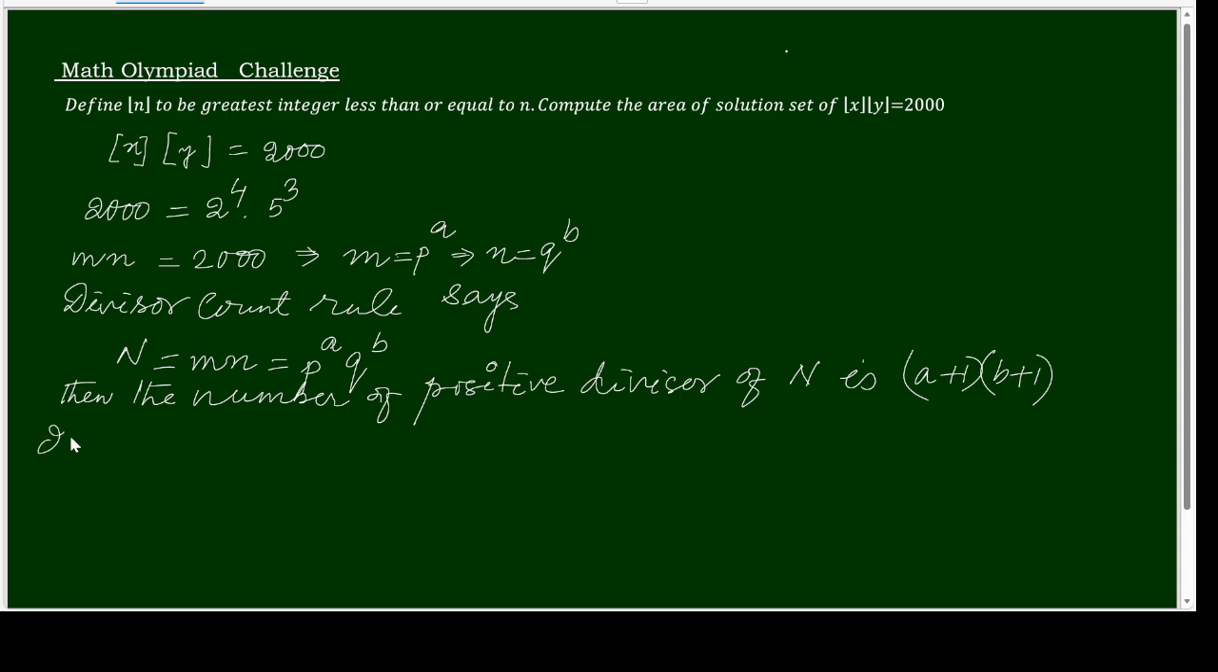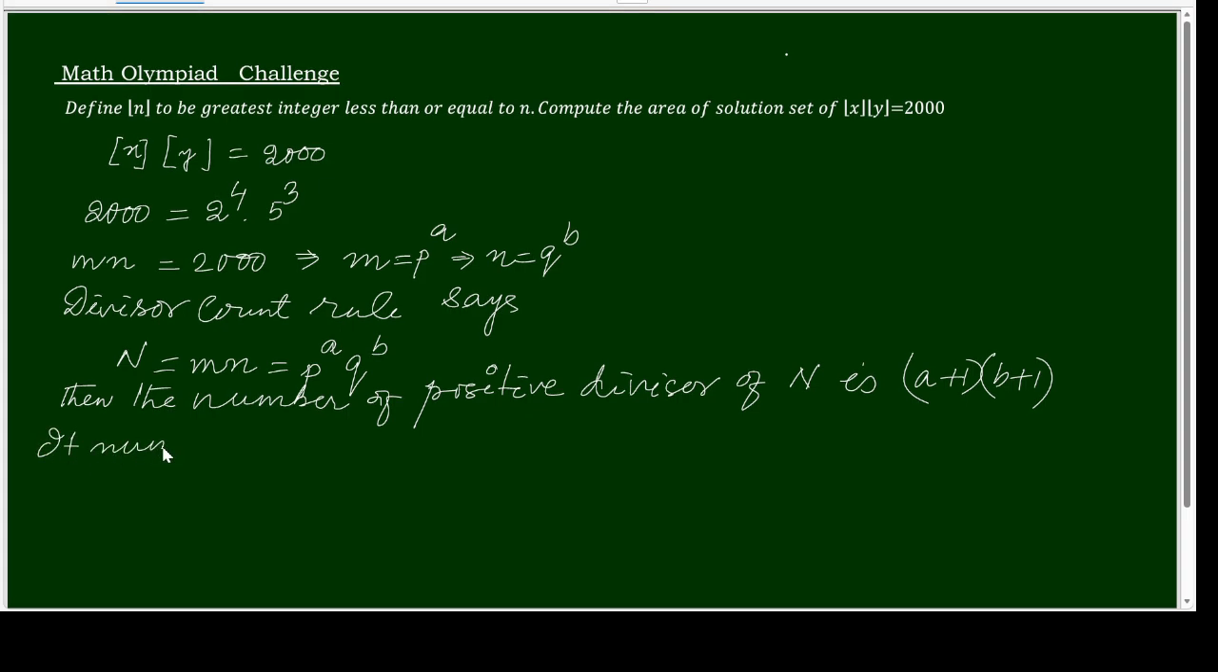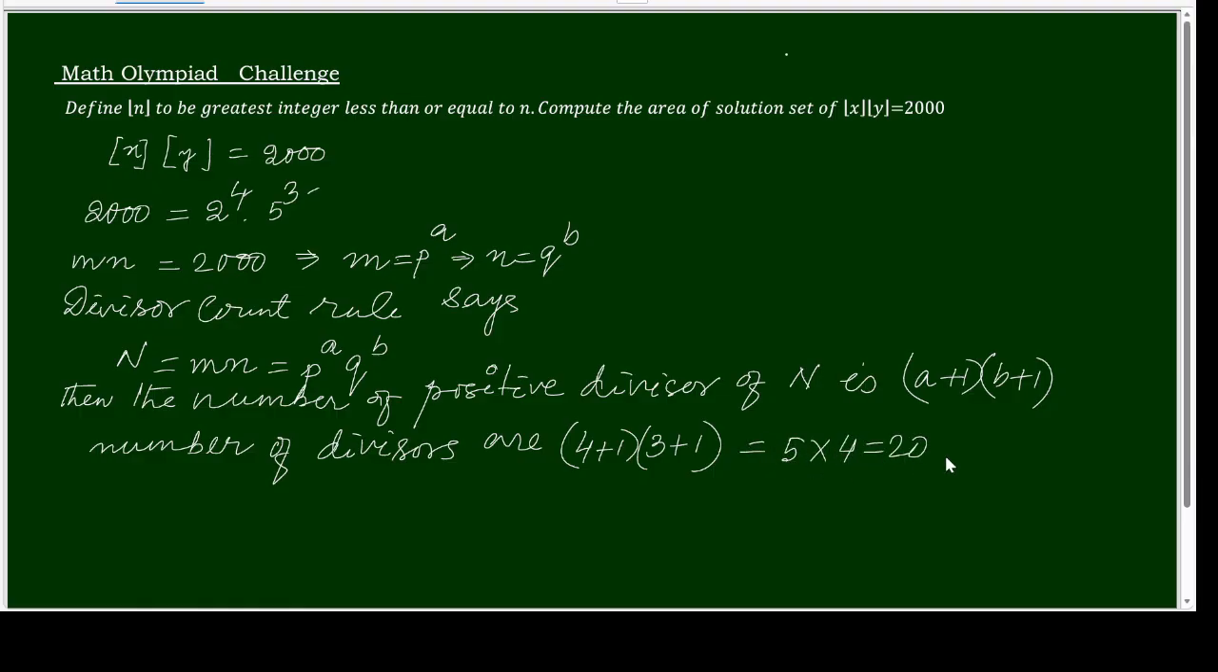So here the number of divisors is 4 plus 1 into 3 plus 1, because a is 4 here and b is 3. This is a, this is b. That will be 5 into 4, that will be 20. So 20 positive pairs will be there.